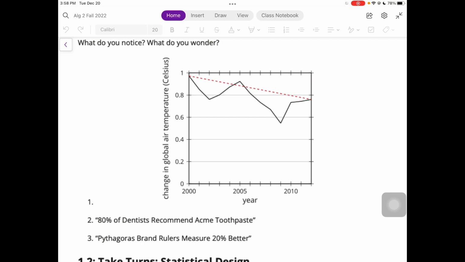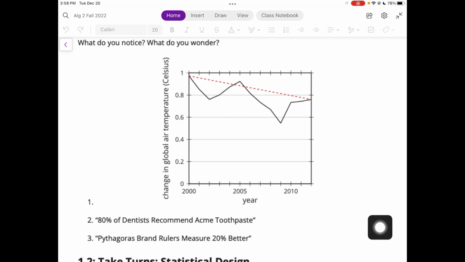And then if you look at Pythagoras brand rulers measure 20% better, compared to what? 20% better than what? So who knows what they're talking about? What does it mean to measure better? That's something that I wonder. Is it more accurate? I don't even know.